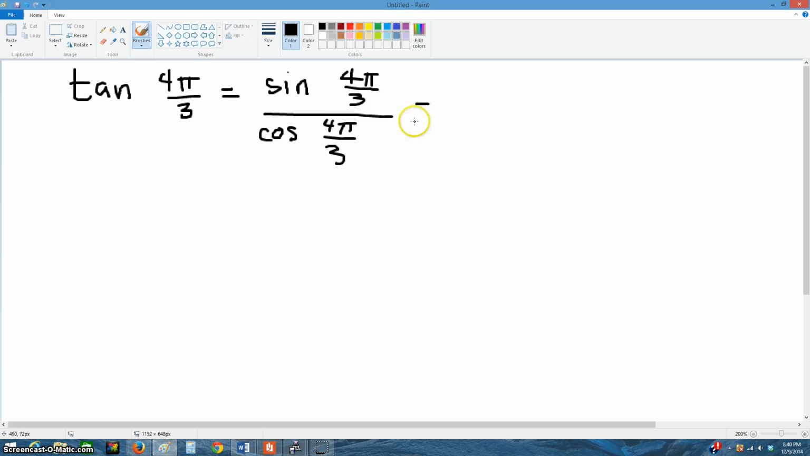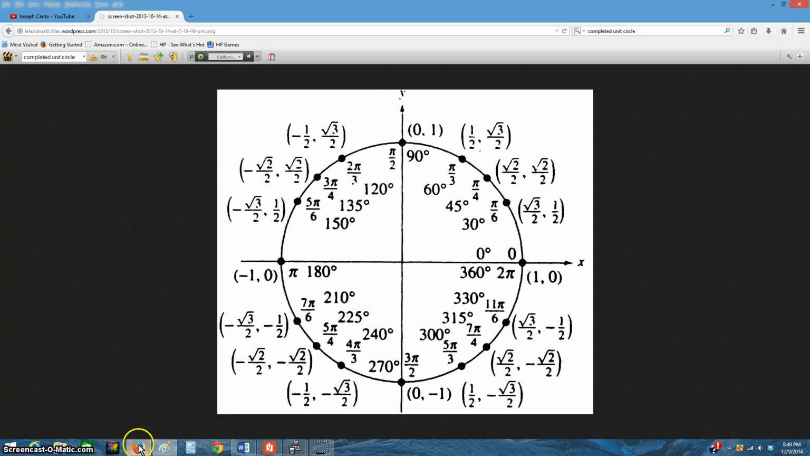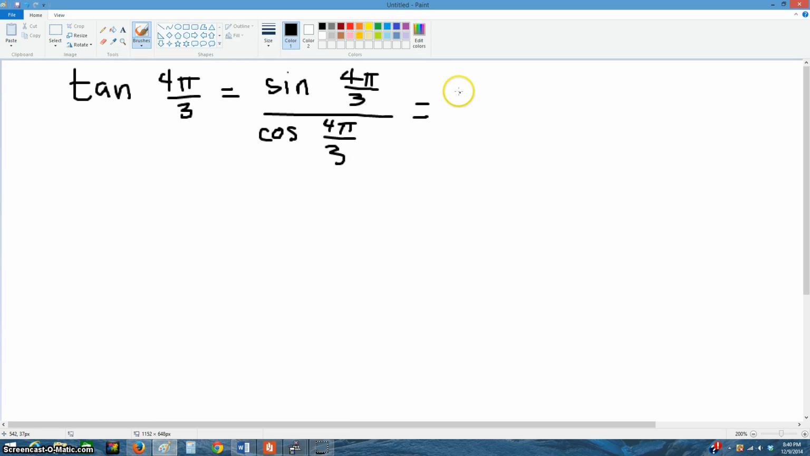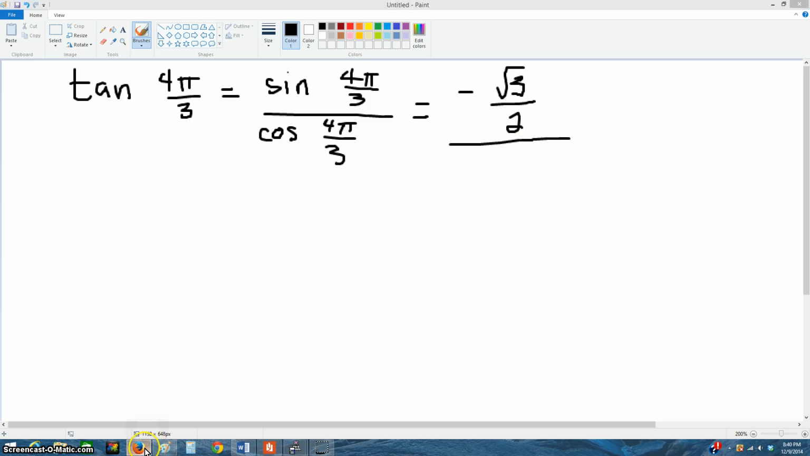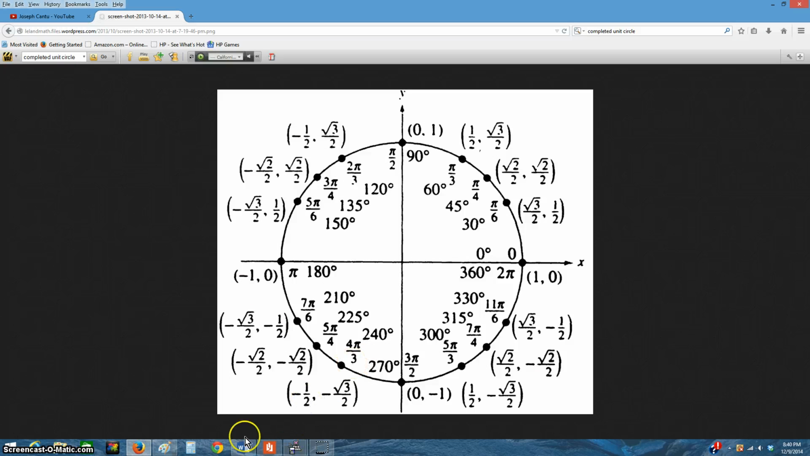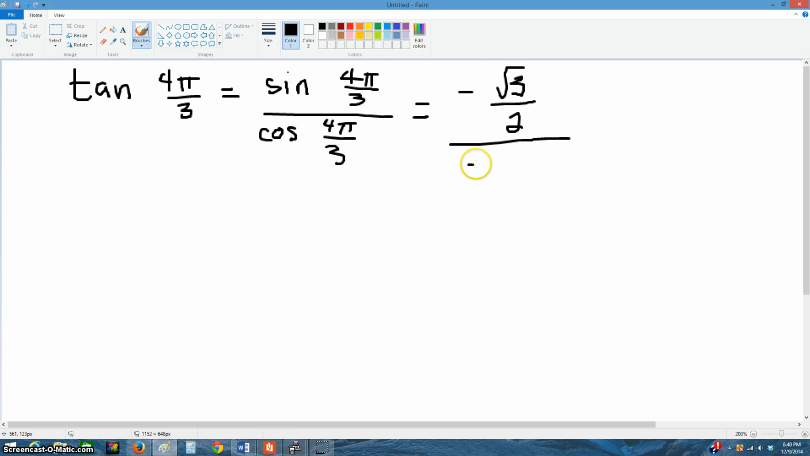Okay, so let's see. Sine of 4 pi over 3. Go to your unit circle. 4 pi over 3, where is 4 pi over 3? It's right here. We're looking for the sine, which happens to be negative radical 3 over 2. So we have negative radical 3 over 2, and we're going to put it over the cosine, which happens to be the x-coordinate of 4 pi over 3, which is negative 1/2. Okay, right away I'm going to get rid of my negatives because a negative divided by a negative gives me a positive. So I'm just going to cancel those out.